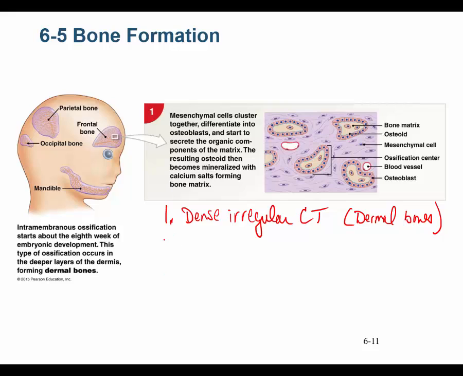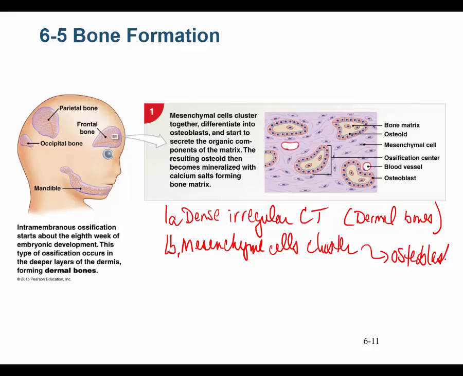What happens? Well, what happens is this. Mesenchyme cells cluster. You know what? I better not number it like that, because your book's calling mesenchyme cluster 1. So first of all, I start with dense irregular, and then I have mesenchyme cells cluster. Now what they do is some of them differentiate into osteoblasts, and osteoblasts do what they do. They lay down osteoid and they start to ossify it.